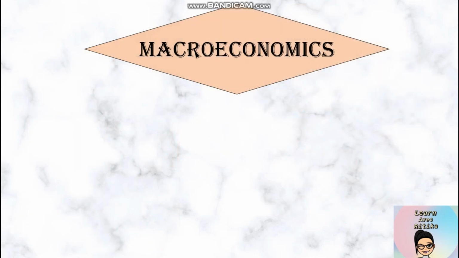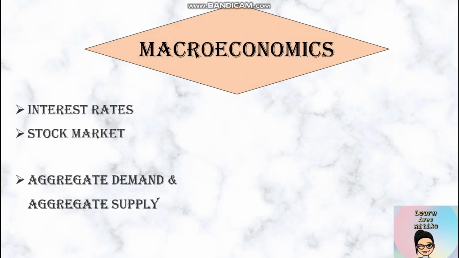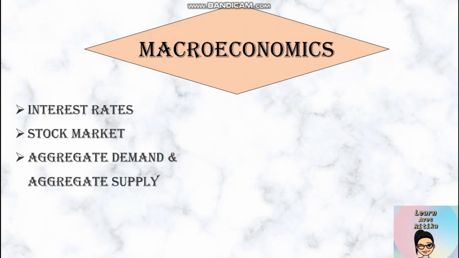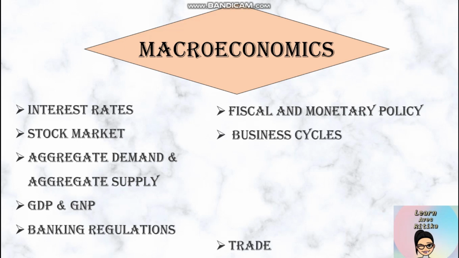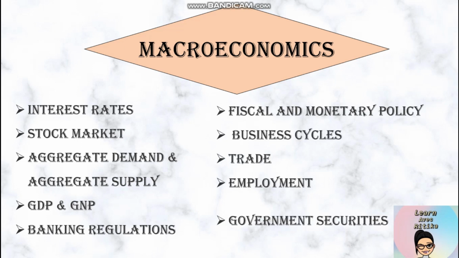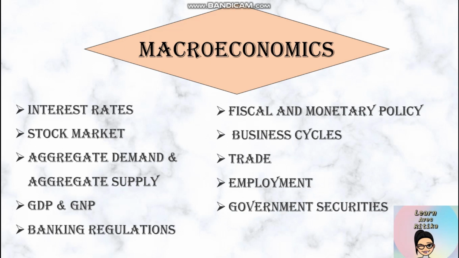This is macroeconomics. In macroeconomics, we talk about how the interest rates, the stock market, the aggregate demand or the aggregate supply, the GDP and GNP, banking regulations, fiscal and monetary policy, the business cycles, trade, employment, and government securities impact the economy as a whole.